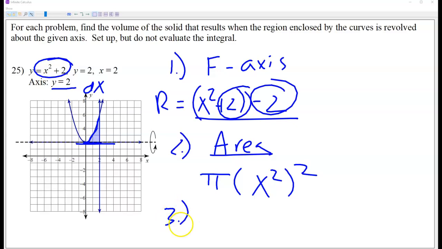Step 3, we're ready to find our volume. The pi is a constant, so we're going to put that in the front. We're going to have x squared squared there. And what are we integrating to and from? Well, since we're doing this with respect to x, it's going to be the left point to the right point. So that's from 0 to 2. And that would give us the volume of this blue area being rotated around that particular axis.